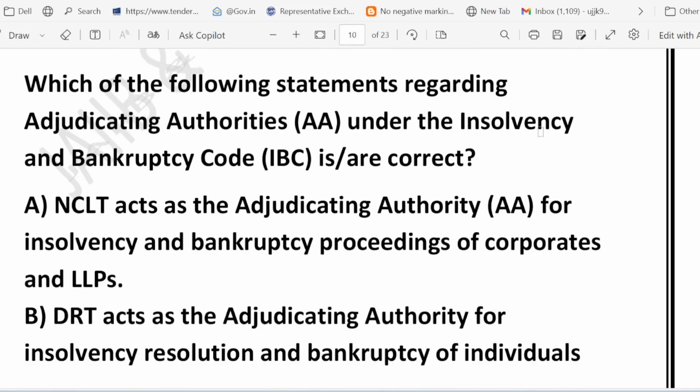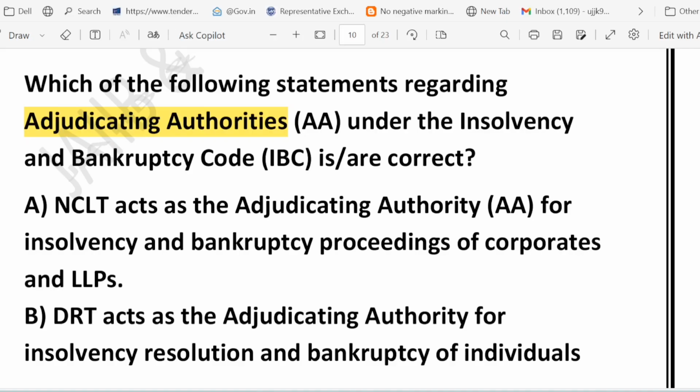Now friends, have a look at the next question that we have. So now we will discuss a very important MCQ on the adjudicating authority under the Insolvency and Bankruptcy Code, commonly called IBC. We will check each option one by one, understand in simple words, and then pick the correct answer. So the question is, which of the following statements regarding the AA, you know what is AA, adjudicating authority under the IBC, are correct?